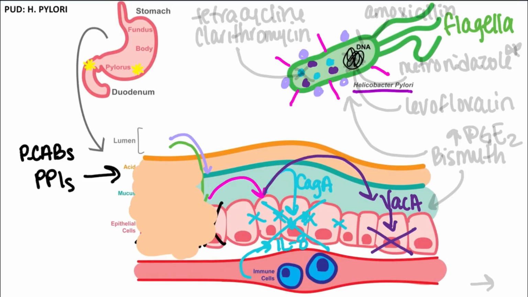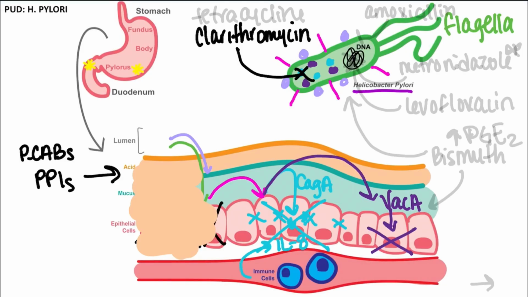So the first is going to be clarithromycin. And this is a macrolide antibiotic, which binds to the 50S ribosomal subunit, thereby inhibiting protein synthesis in the bacteria. This is what's known as a bacteriostatic antibiotic, meaning that it prevents further growth of the bacteria.